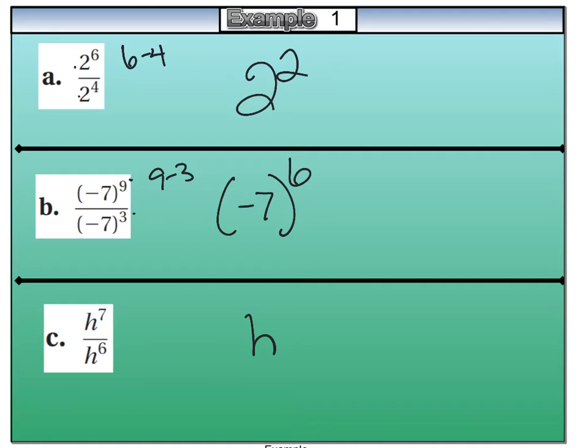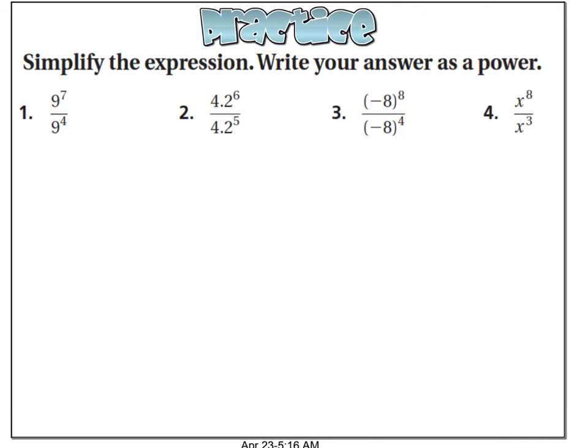h to the 7th over h to the 6th. 7 minus 6 is 1. You can either use an exponent of 1 or just write h. Either way is correct. So pause the video, do the next 4, and see if you come up with the same answer.